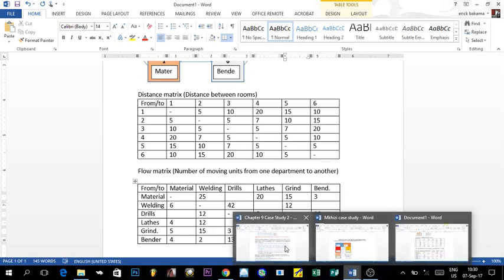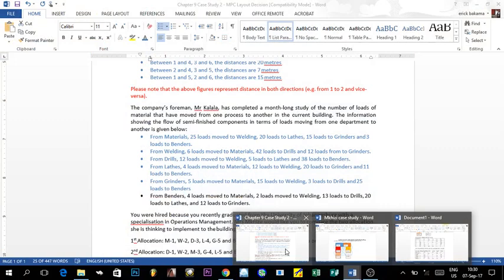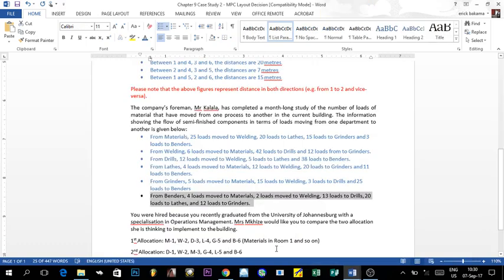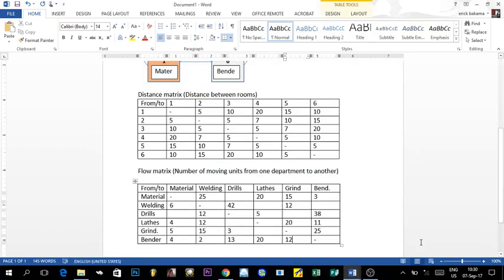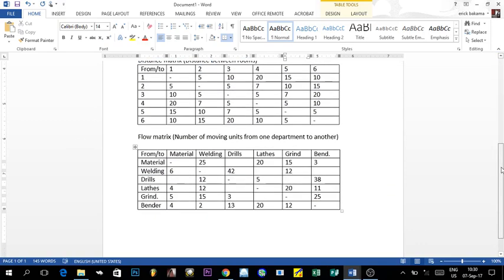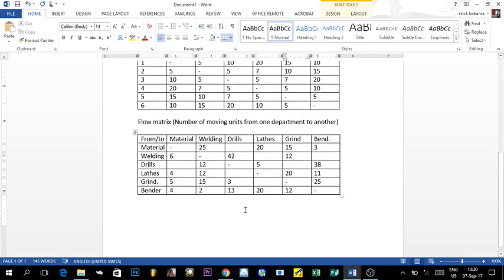So let me just check. From the bender, we have 4 that go to material, and after we have 2 that are moving to the welding, and after we have 13 that are going to the drill, 20 to the left, and then 12 to the grinder. Yeah, we're done with the allocation. We're done with the flow of units. So now we need to solve based on this allocation here. This is what they're telling us. Now that we have the distance and the flow matrix, we can solve.